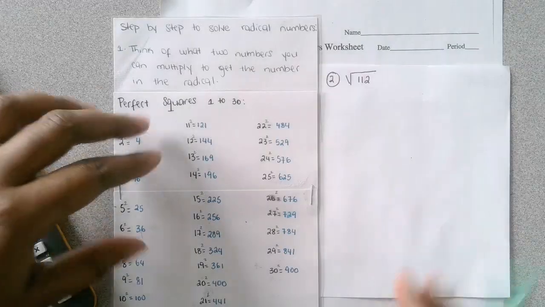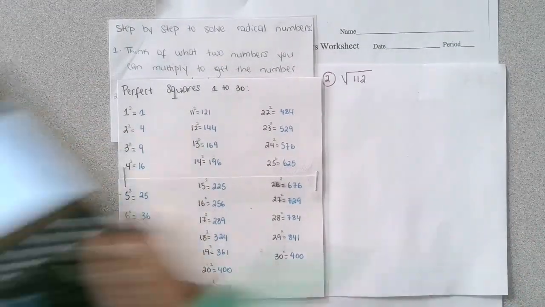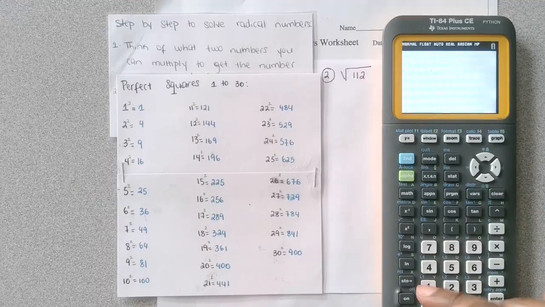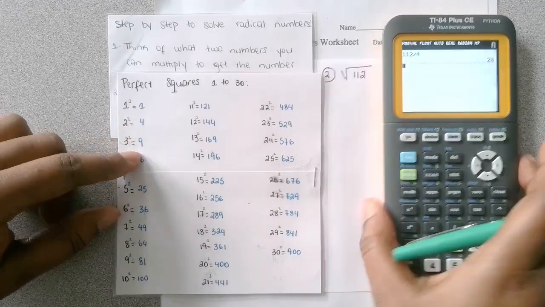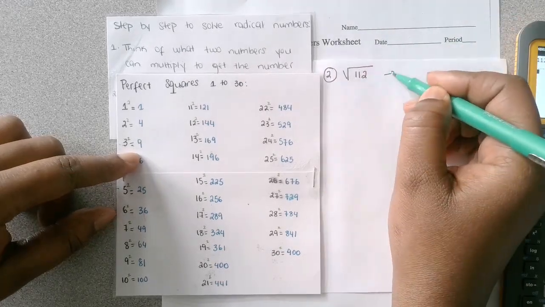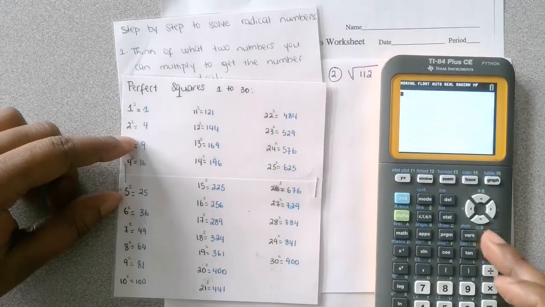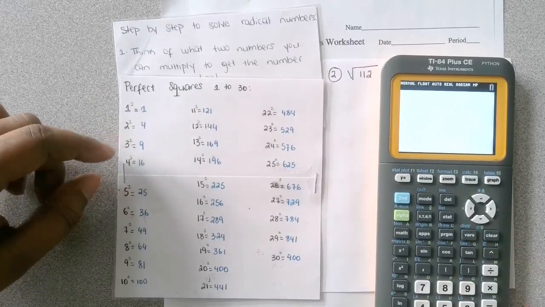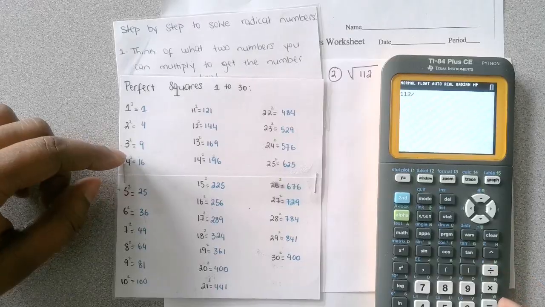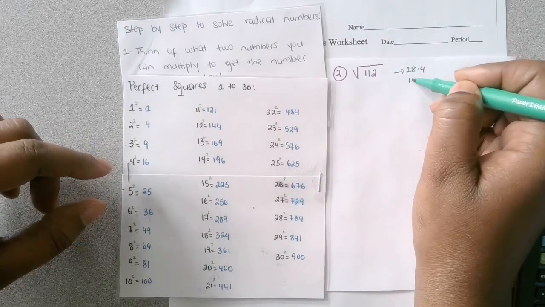So we grab a calculator and we divide 112 by each perfect square to see which one will make a pair. Of course, we're going to skip 1 because any number you divide by 1, you're pretty much going to get that number back. So we know that we can multiply 28 times 4. We divide 112 by 9. That doesn't work. We do 112 by 16. We know that 16 times 7 will work.